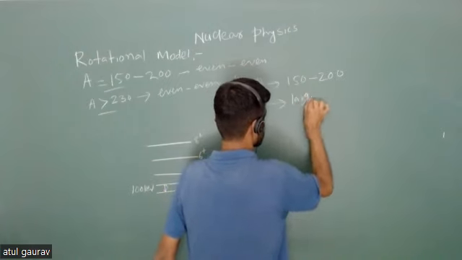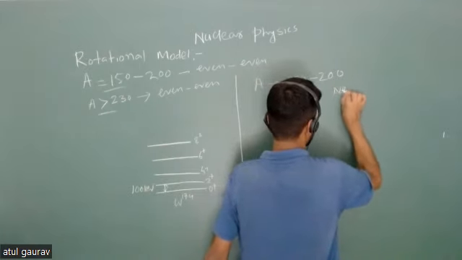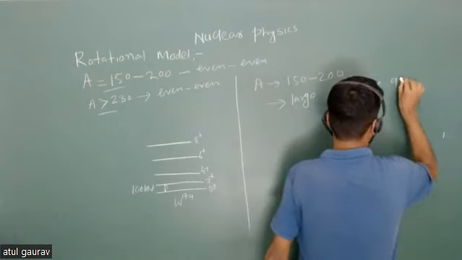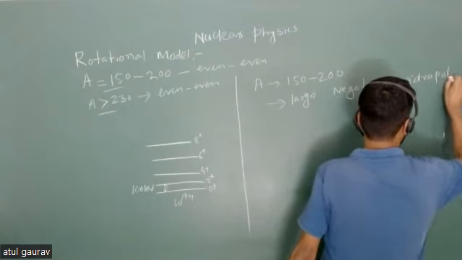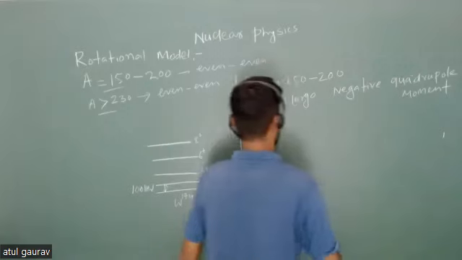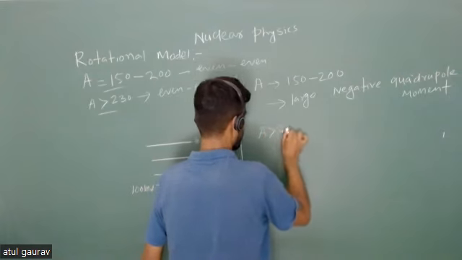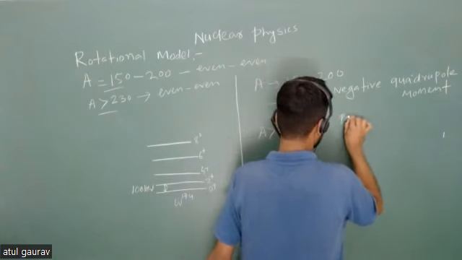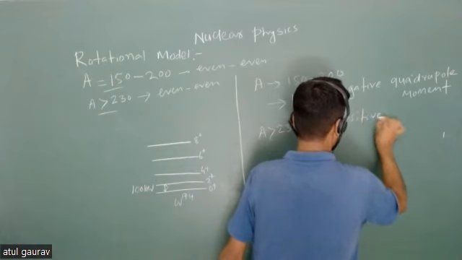a large negative quadrupole moment. And for mass number greater than 230, they noticed a large positive quadrupole moment.